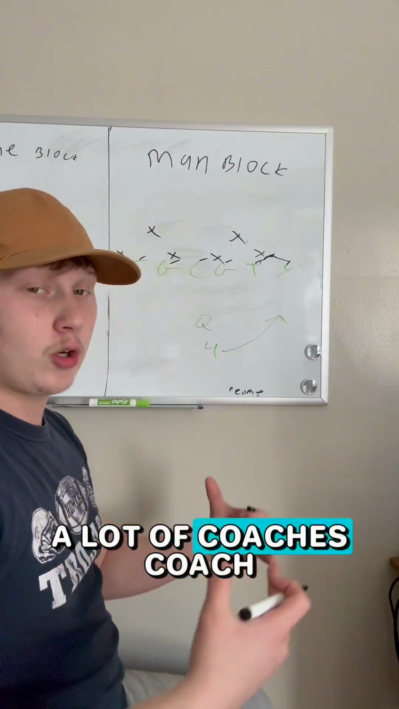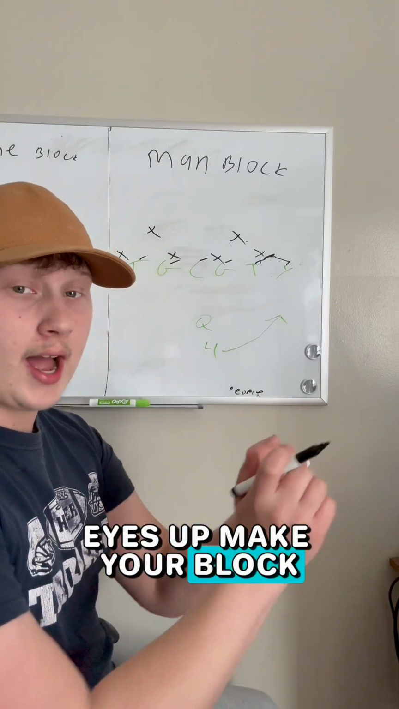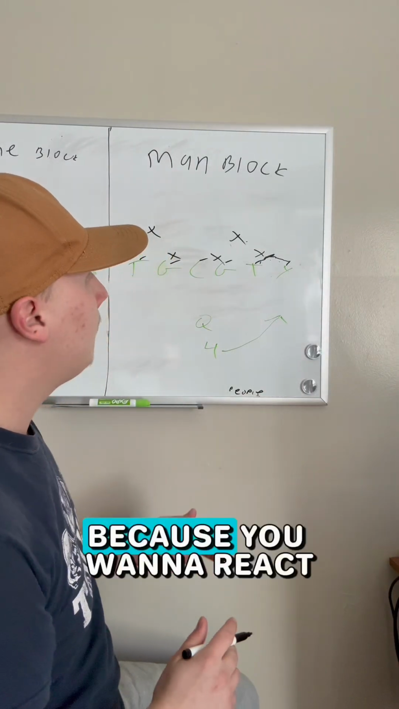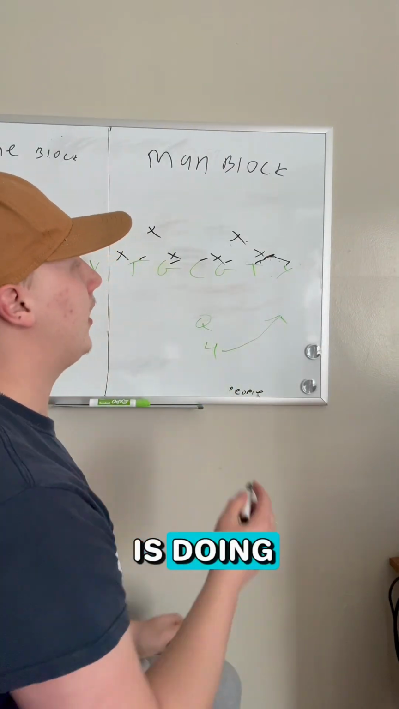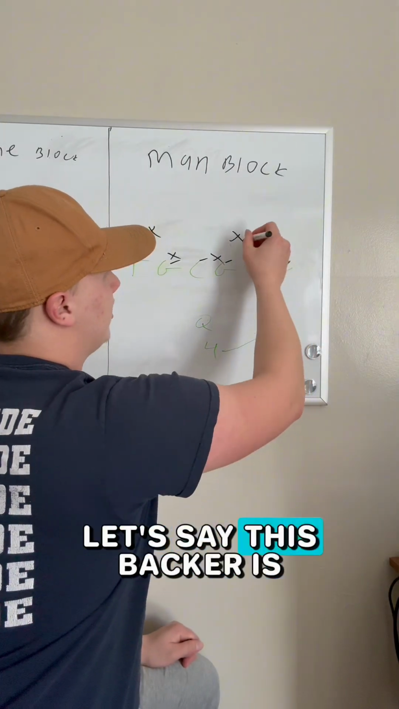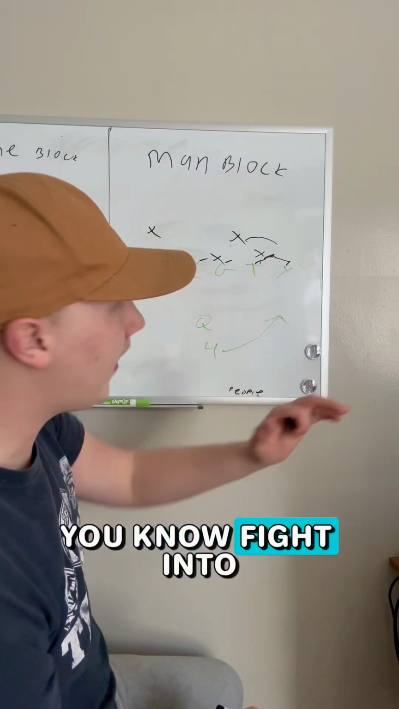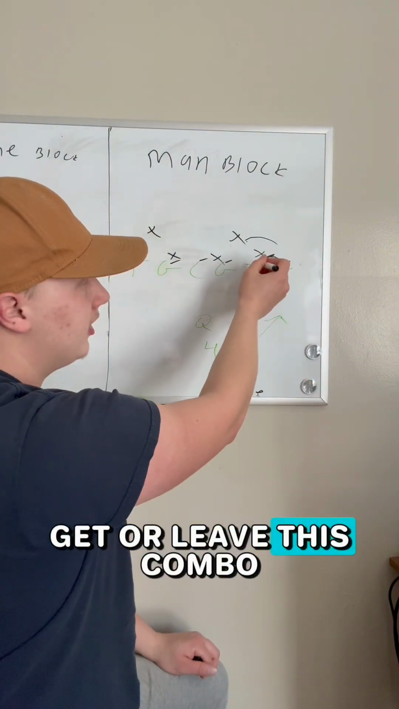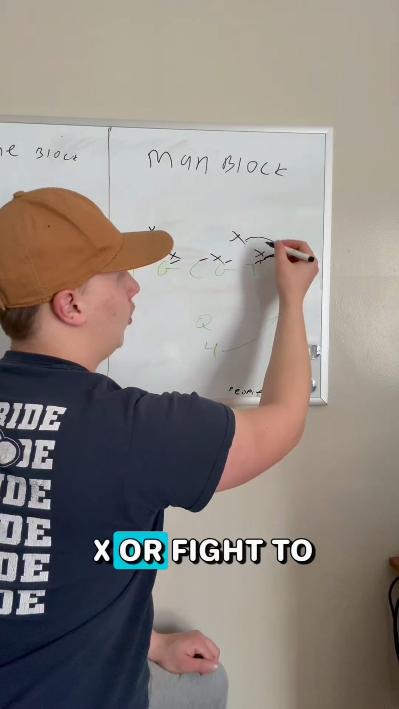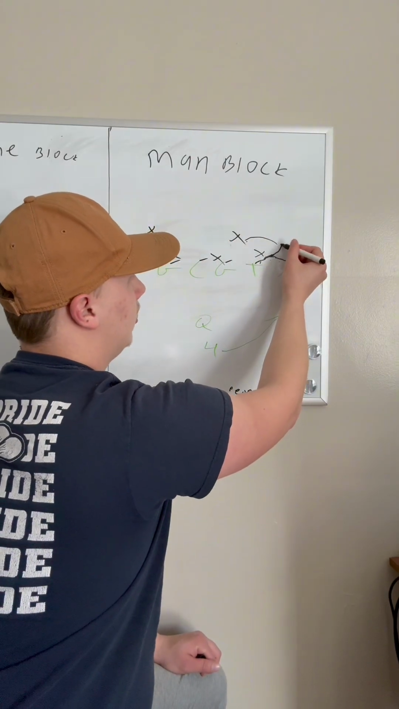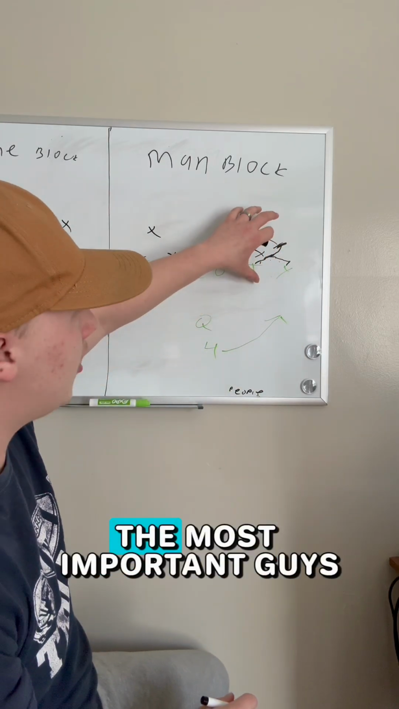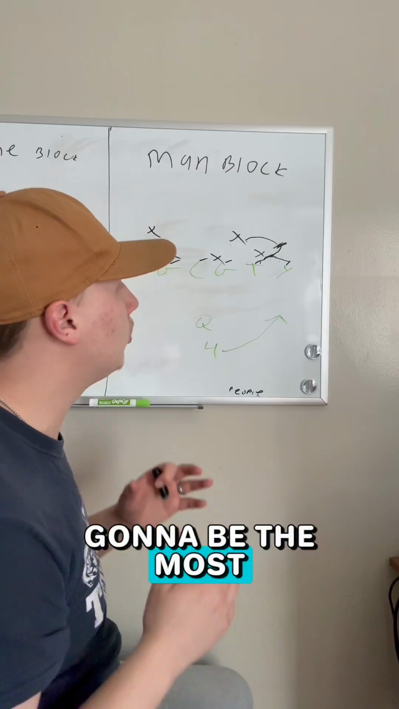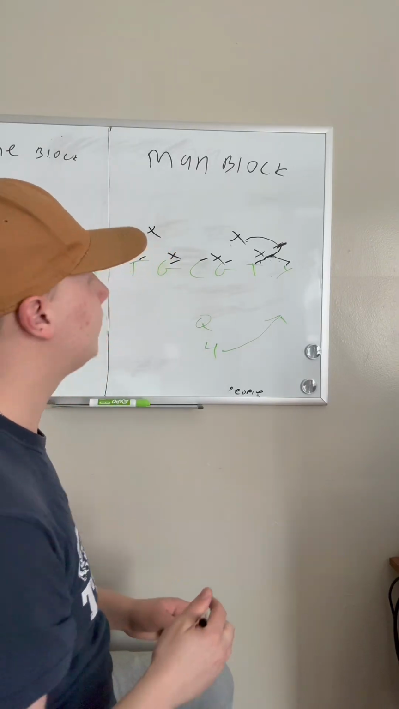And this is why a lot of coaches coach eyes up. Make your block, hit your guy, and eyes up to the backfield or to the second level. Because you want to react to what the backer is doing, especially on man. So let's say this backer is fighting to that sweep. Now it's the Y's responsibility to leave this combo and fight to that X or fight to this linebacker. So now we got a combo. Now we got the most important guys done. The front four are going to be the most important guys in this instance.